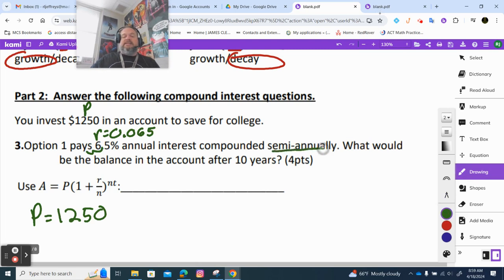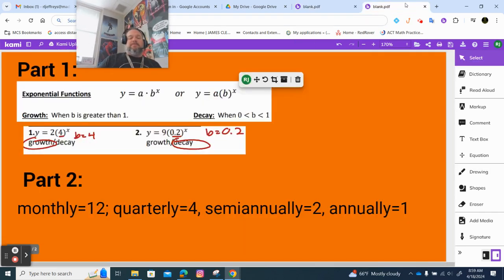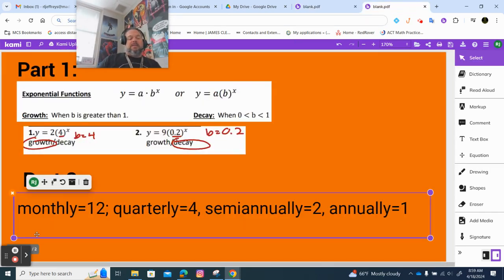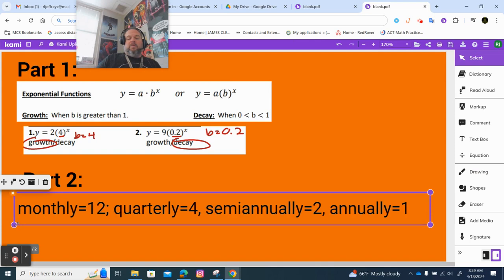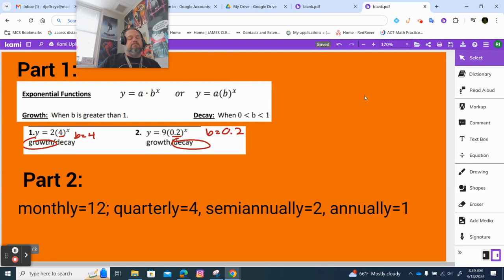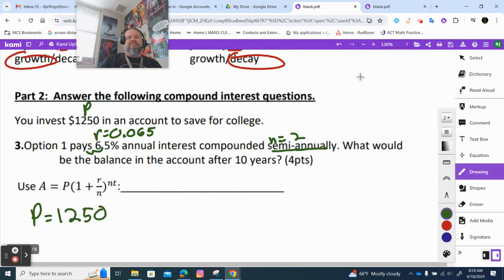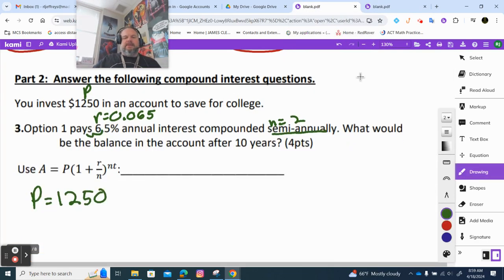Semi-annually, this is our N. That means 2. I actually put that on here, monthly, quarterly, what all those are, to make sure, because some of y'all, if you don't write it down, you forget. And our T is 10 years.